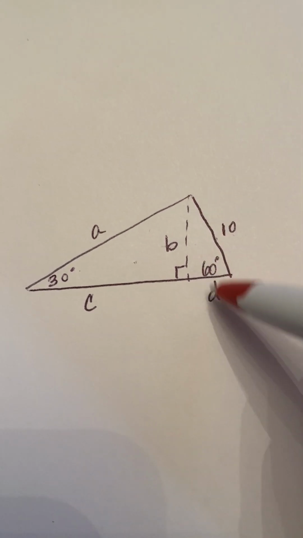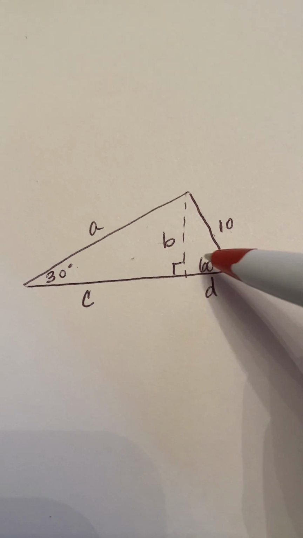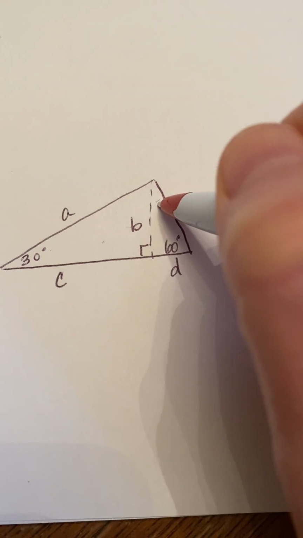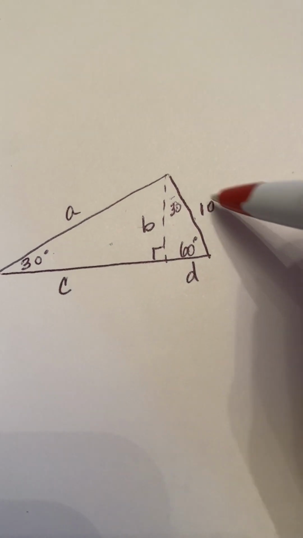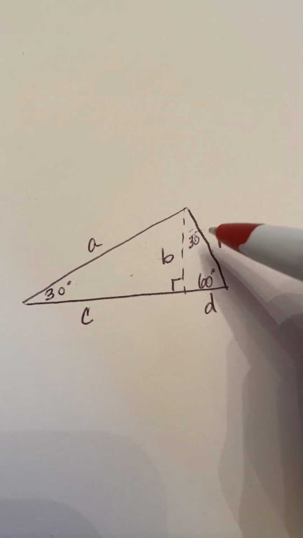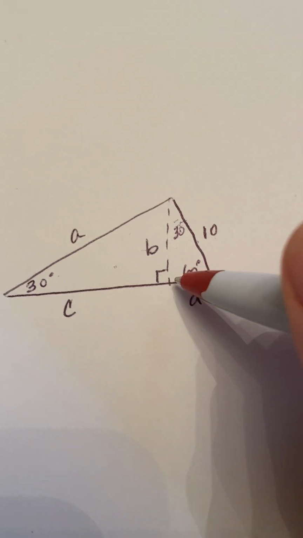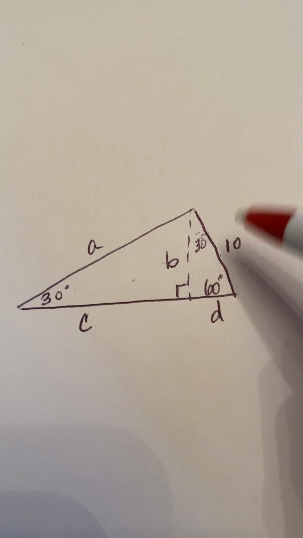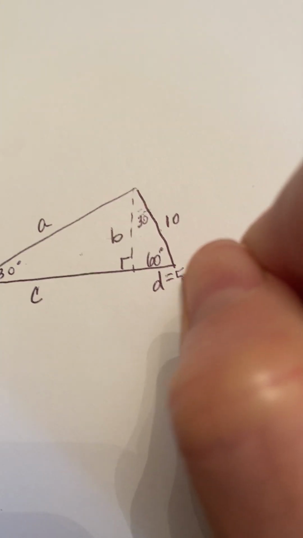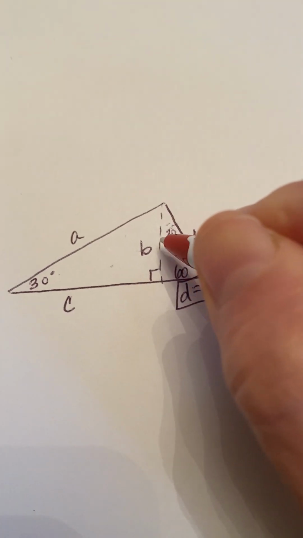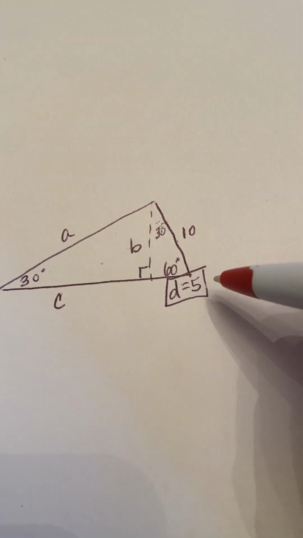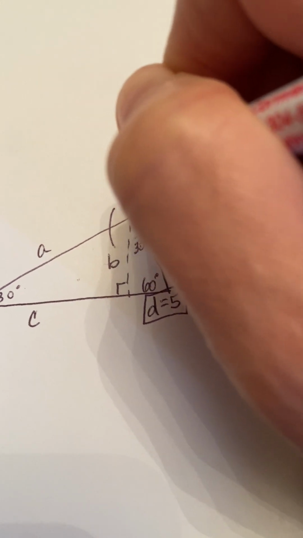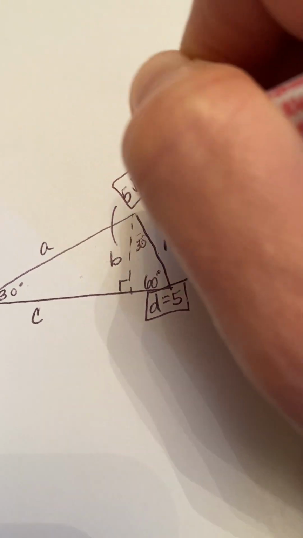D is going to be my short leg. Remember that the short leg is between the 60 and the right angle, or across from the 30. If this is 60, this one has to be 30, right? They did not have to tell you that. If this is 60 and it's a right triangle, that's automatically going to be 30. Anyway, short leg is going to be half the hypotenuse, so D is 5. This is going to be our long leg. Long leg is equal to the short leg times the square root of 3. So this is 5 square roots of 3 for B.